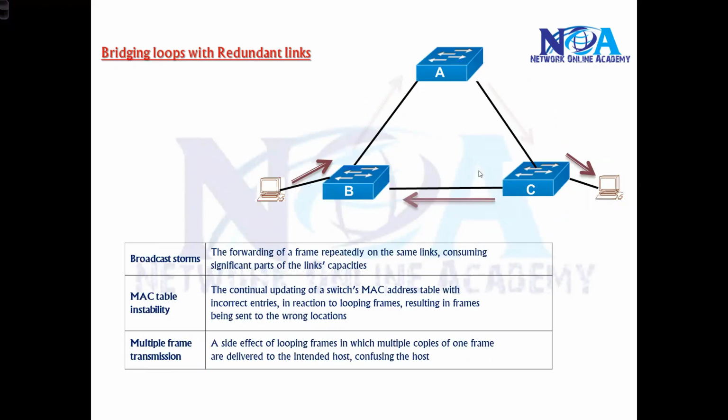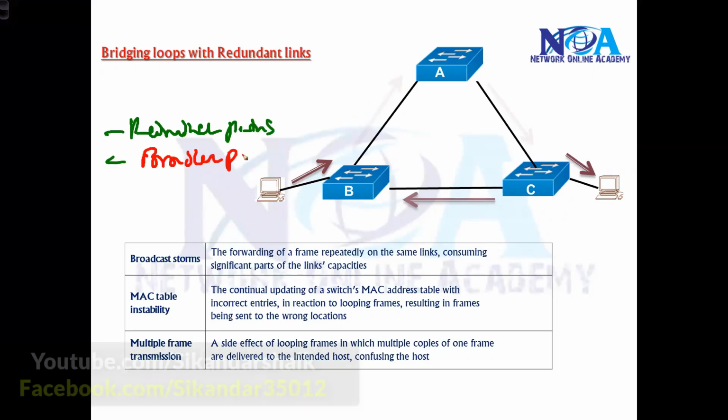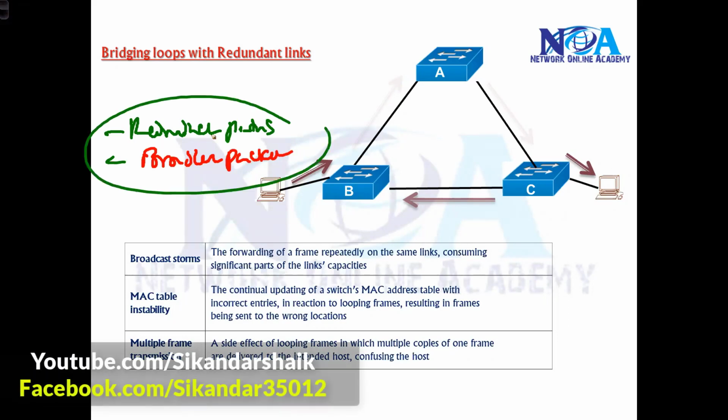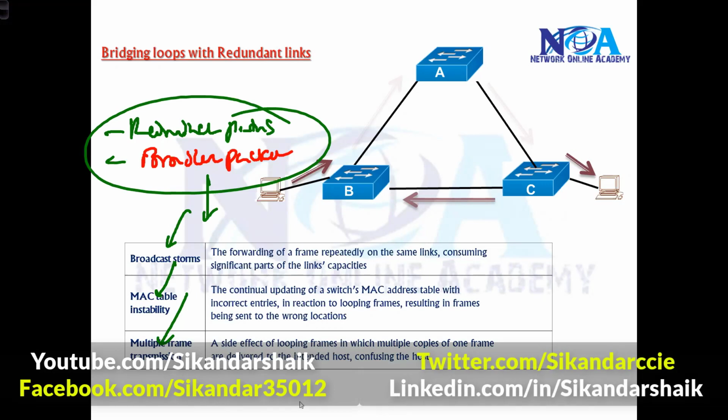So these are typical problems you will see when you have redundant paths. Redundant means multiple paths, multiple connections between the switches, and a broadcast packet. This is enough to create a big problem for you, and these are the possible problems which you will face when you have multiple links between the switches.